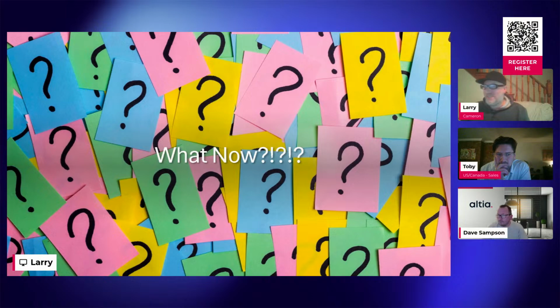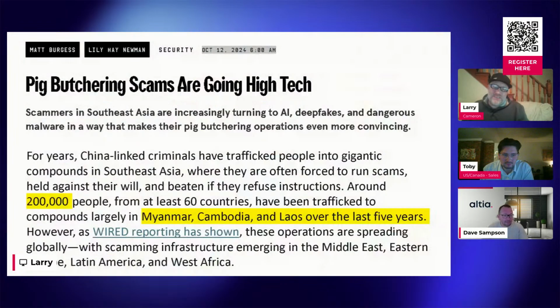So, what now? What can we do? No matter what you do, you can't shut them down. And the bombing and evacuation was a good idea, because that's what you have to do. Fight fire with fire. They're getting really high tech.